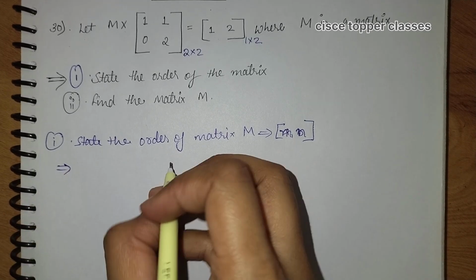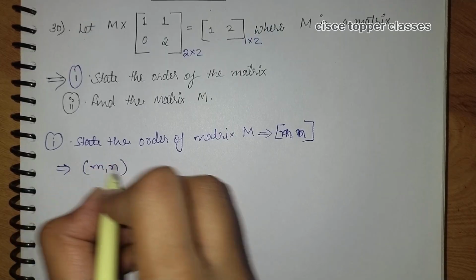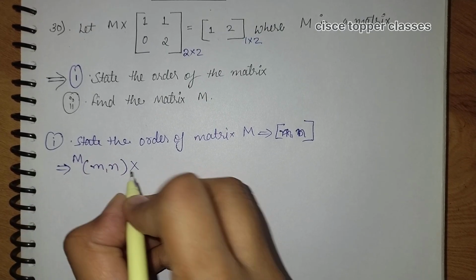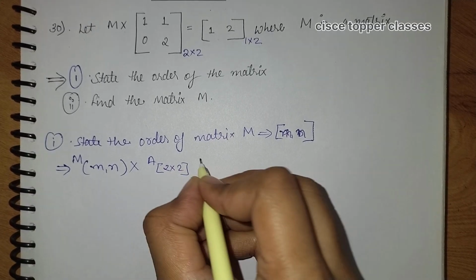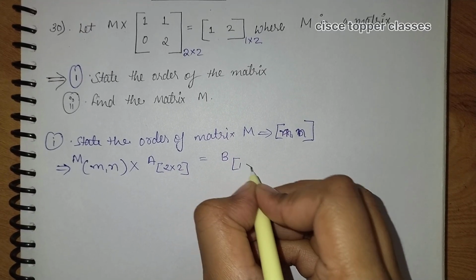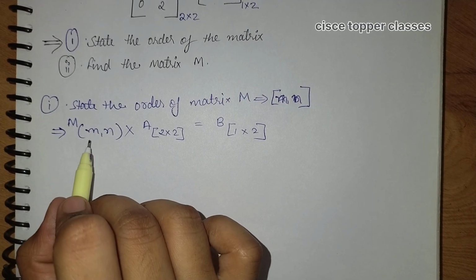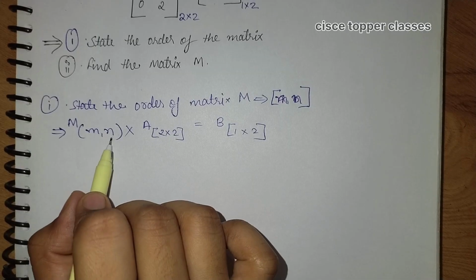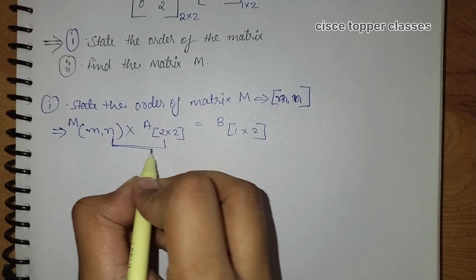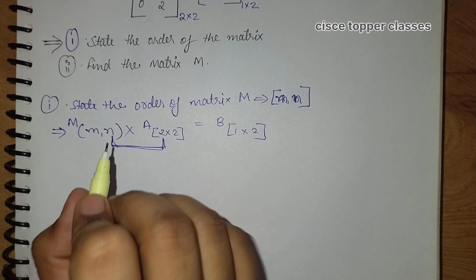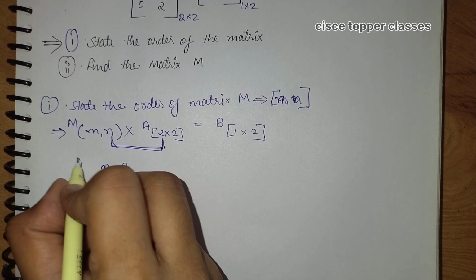If we have put it as M cross N, then this is the order of matrix M, and this is matrix A, which is of order 2 cross 2, and the third matrix B is of order 1 cross 2. As we know, the number of columns in the first matrix and the number of rows in the second matrix should be equal according to the multiplication rule. So here N will be 2. This is the first part we are getting.